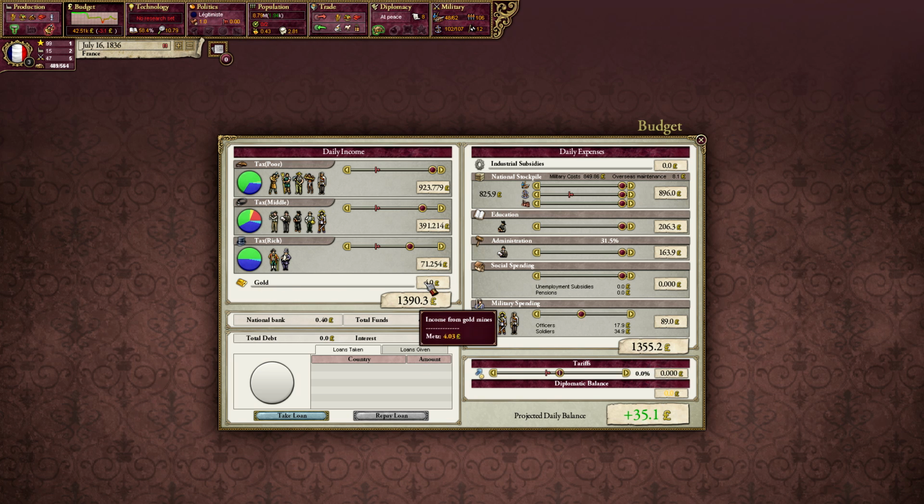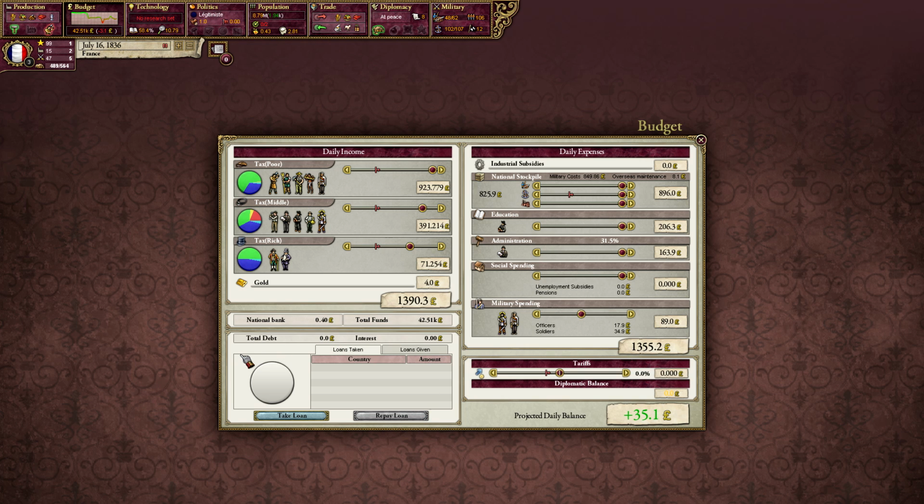Gold here, this is your income from gold mines. Most countries will have a gold mine, etc. that they use. And that's basically the total income from these 3 taxes. That's all added together, and that added here. So you can see we're making £1,390.28 per day. And in the expenses, this is how much we're spending per day. Then we subtract it, and that's our projected balance for tomorrow, because it's your income minus your expenditure, like normal.